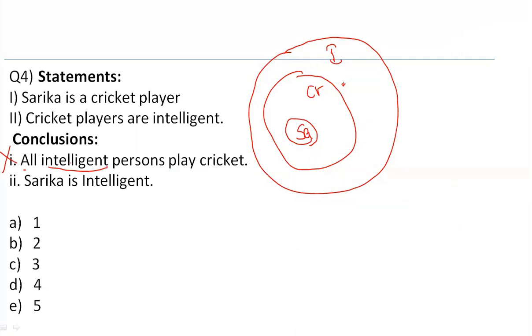Next, Sarika is intelligent. Sarika is completely inside the intelligent circle, right? Yes, perfect. So Sarika is intelligent is 100% true. I can tell you that only conclusion 2 follows. That means you need to pick 2. 2 is given for which option? Okay, this time they have given in an order. Happy. Option B.